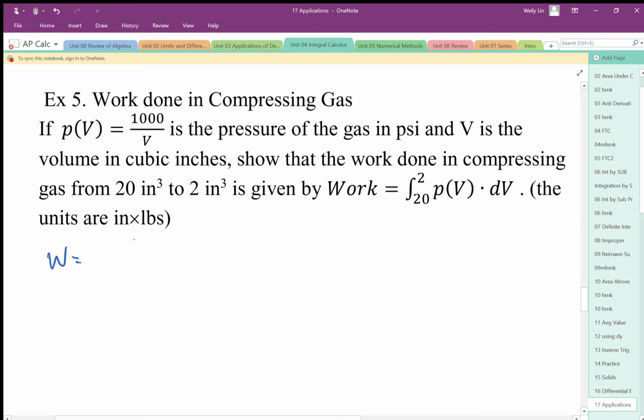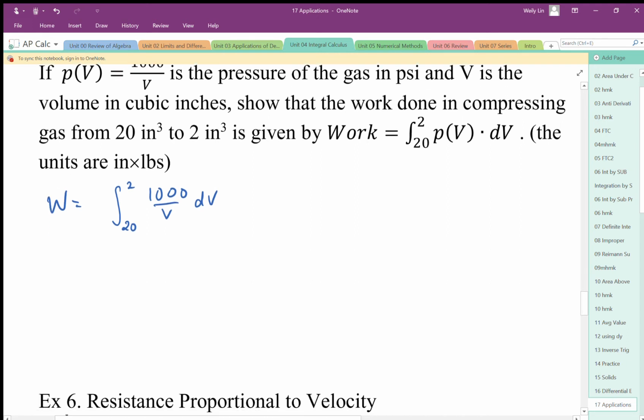Yeah, work is equal to the integral from a volume of 20, I guess that would be in cubic inches, to 2. The pressure function is 1000 over V times dV. Okay, so all we're going to do is just integrate that function, and we end up with log. It's going to be 1000 log V from 20 to 2. Okay, so I just plug that in.